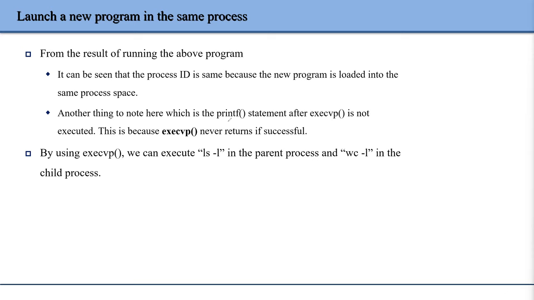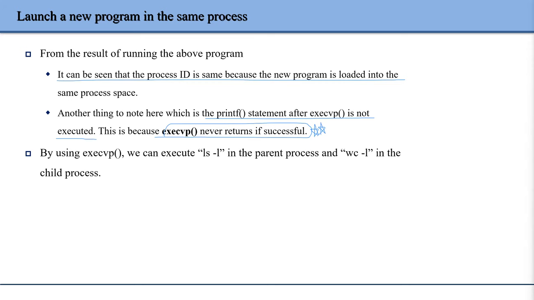So there's the conclusion about our previous example: the process ID of the previous hello.c file could be printed out, but the printf after the execvp is not executed, because execvp never returns if successful. This is very important. You need to take care of that.